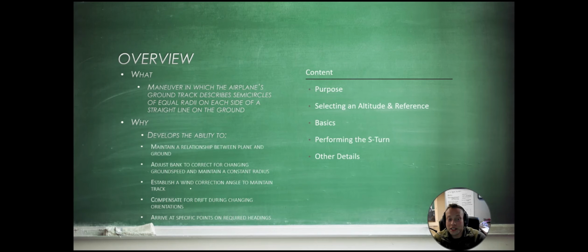Why do we care? Because this develops the ability to maintain a relationship between a plane and the ground, adjust bank to correct for changing ground speed and maintain a constant radius, establish a wind correction angle to maintain track, compensate for drift during changing orientations, and arrive at a specific point on required headings. We're going to talk about the purpose, selecting an altitude and reference, the basics, performing the S-turns, and other details.